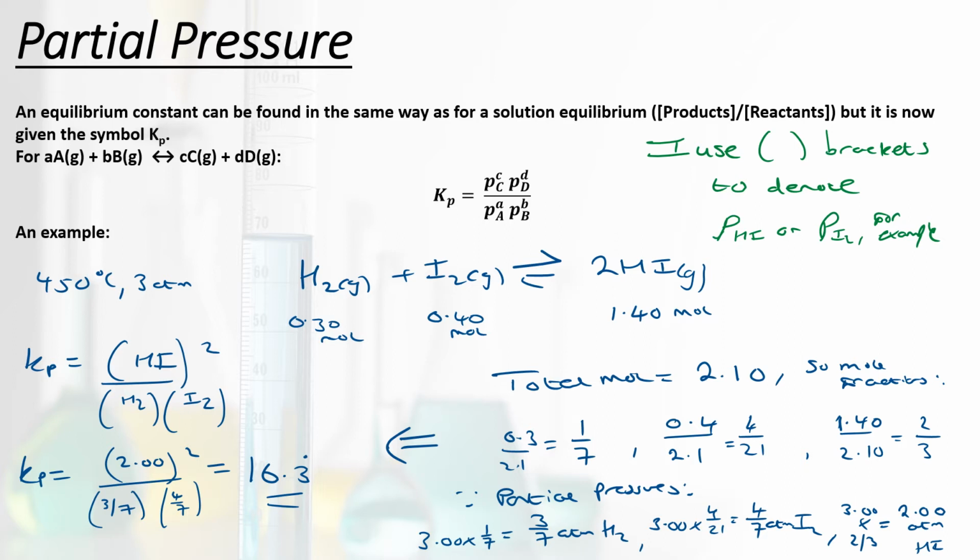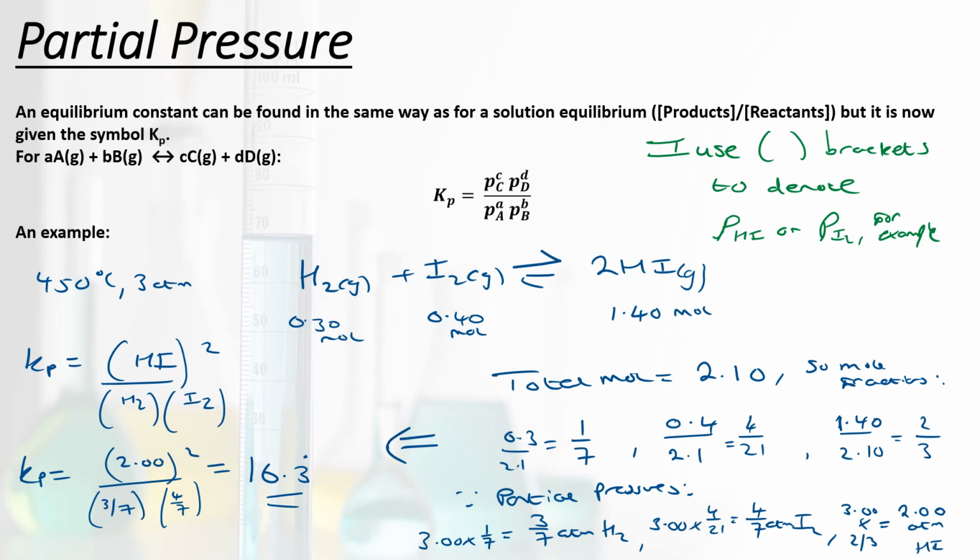So we've worked out our mole fractions by doing the moles of the individual species divided by the total moles. We now need to work out our partial pressures, and the partial pressure is the total pressure multiplied by the mole fraction. Now the total pressure here is in atmospheres, so we have 3 atmospheres of pressure, and so our partial pressure simply is the 3 atmospheres times the 1/7 mole fraction of hydrogen. So the partial pressure of the hydrogen comes out to be 3/7 atmospheres. The partial pressure of the iodine is the total pressure, 3 atmospheres, multiplied by the mole fraction of 4/21. That comes to 4/7 of an atmosphere.